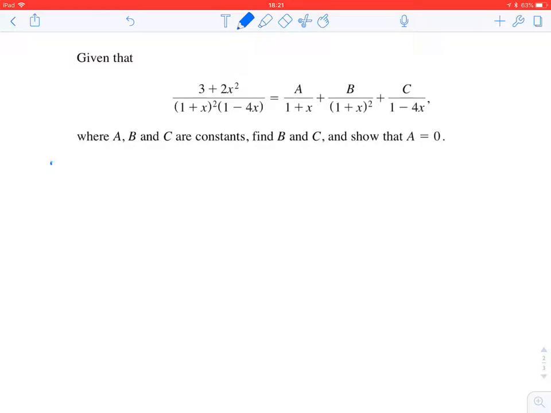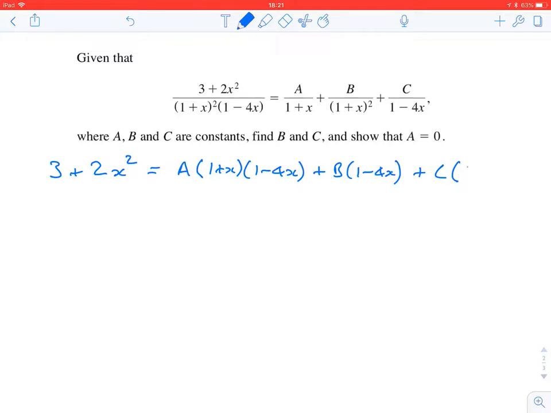So we've got 3 + 2x² on the left-hand side is equal to a. Now, to get the denominator to be (1 + x) squared times (1 − 4x), I've got to multiply a by another (1 + x) and (1 − 4x). Plus b, (1 + x) squared has been multiplied by (1 − 4x), so I need to do that to the numerator. And finally, c needs to be multiplied by (1 + x) all squared. Now that would be each side on the same denominator.